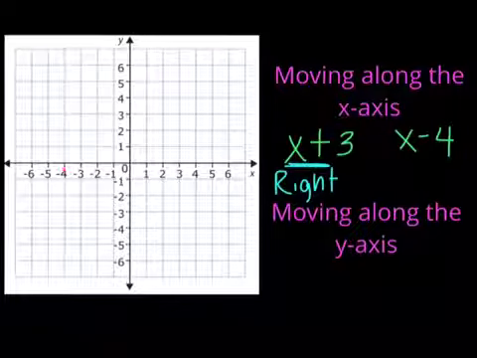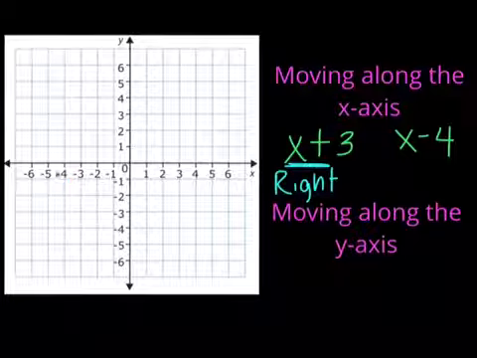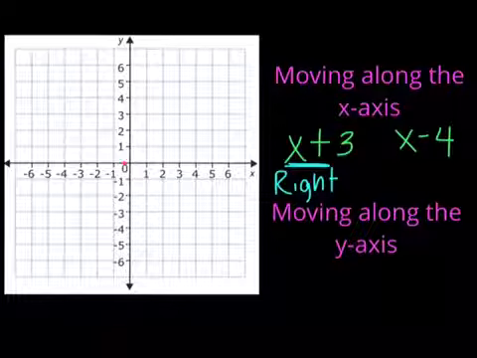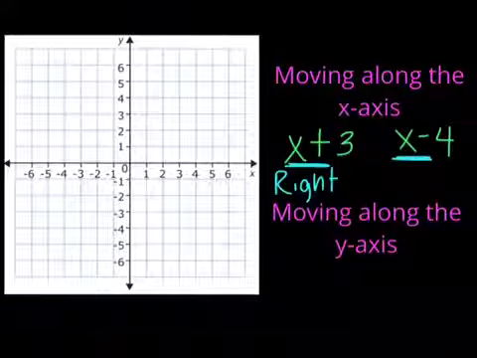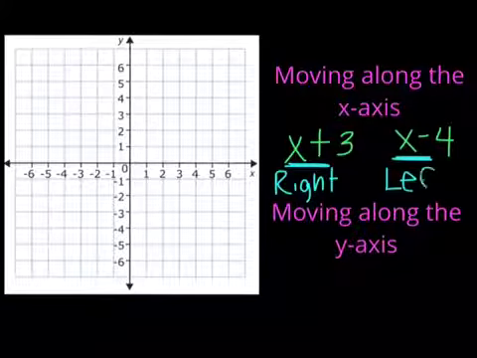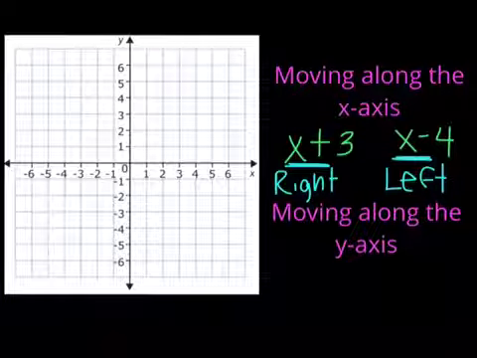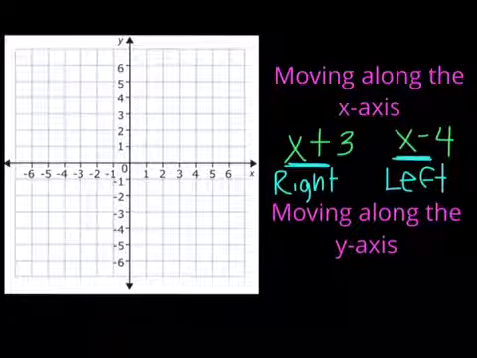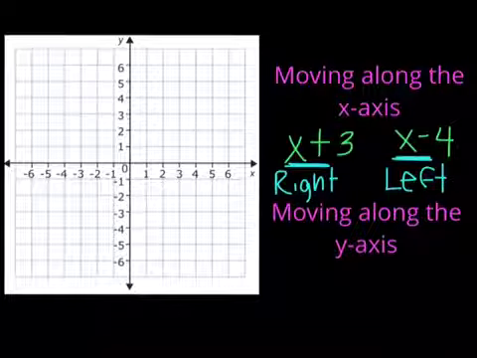So if I go from this 0 right here, and I go over to the negative 4, what direction am I going? I'm going to the left. So this x minus is what tells me I'm moving to the left. All right. So when we see the x's, we know we're going left or right. When we see x plus, that means we're going to the right. When we see x minus, we're going to the left.